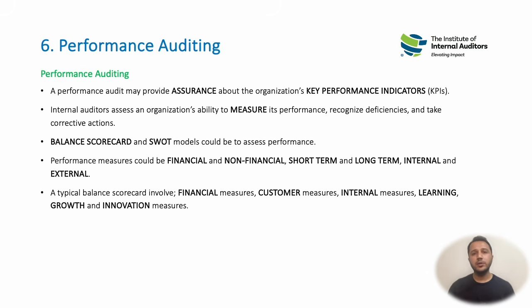There are different models that we use. We can use SWOT analysis at a strategic level. We can use the balanced scorecard. SWOT analysis is basically where we look at what our strengths and weaknesses are, and what the opportunities and threats are to achieve the organizational objectives, and we assess and make our action plan accordingly.